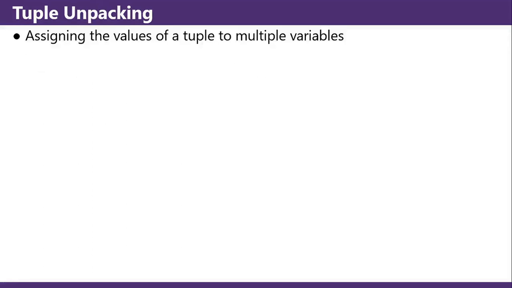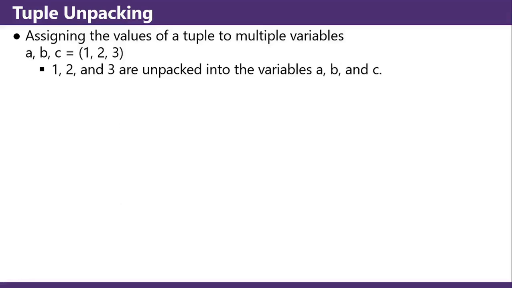Tuple unpacking: assigning the values of a tuple to multiple variables. A, B, C equals parenthesis 1, 2, 3, parenthesis. 1, 2, and 3 are unpacked into the variables A, B, and C.